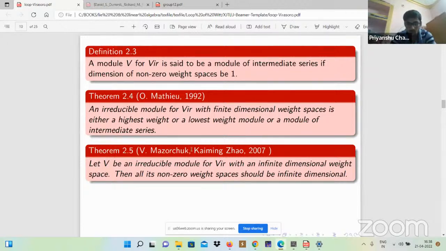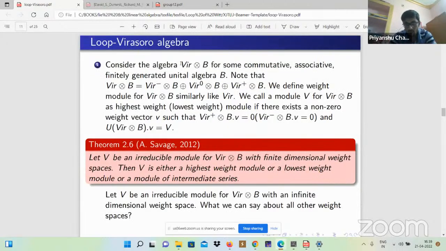Later, in 2007, Lü, Zhao and Mazorchuk proved that instead of taking all finite dimensional weight spaces, if one takes a weight space that is infinite dimensional, then suppose V is an irreducible module for V with an infinite dimensional weight space, then all its non-zero weight spaces should be infinite dimensional. From there on, a large class of modules for the Virasoro algebra with infinite dimensional weight spaces has been studied. In particular, for loop Virasoro algebras, this kind of classification is also done.